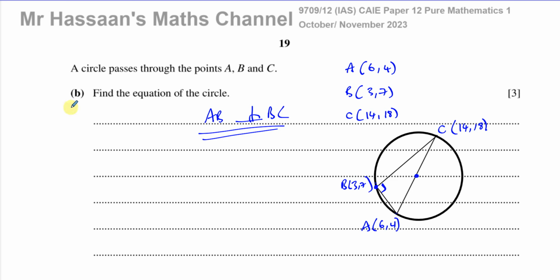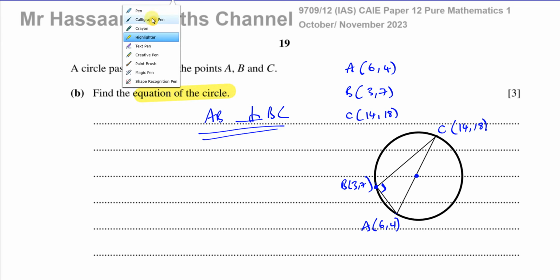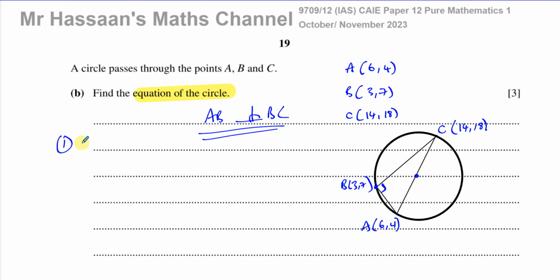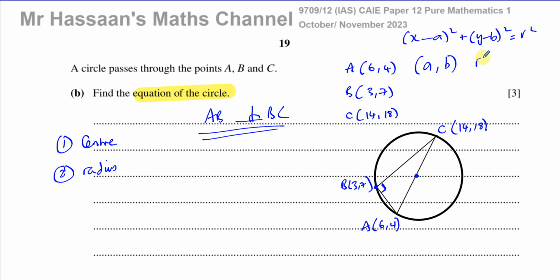Now, we want to find the equation of the circle. To find the equation of the circle, we need two things. The first thing we need to know is where the center of the circle is. And the second thing we need to know is the radius of the circle, because we have a formula x minus a squared plus y minus b squared equals r squared, where the center of the circle is whatever value of x that makes this bracket 0, which is going to be a, and whatever value of y that makes this bracket 0, which is going to be b, and the radius is going to be r, which is the square root of this number.